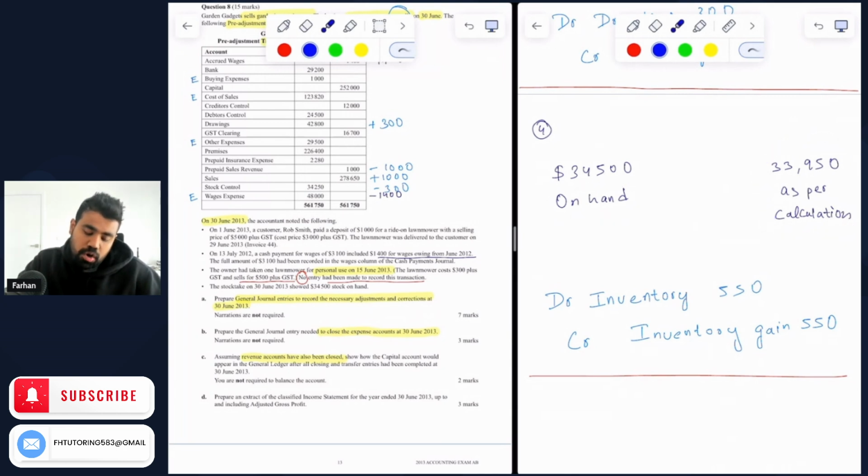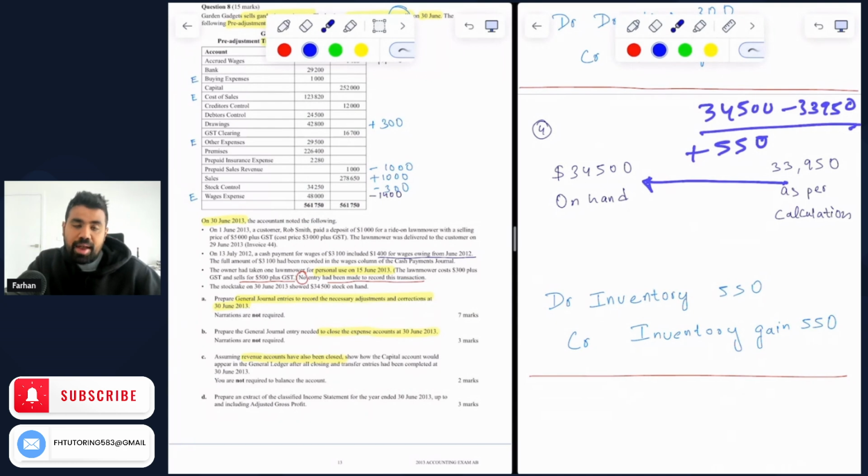So what we have to do is increase our inventory value by the difference of 34,500 and 33,950, which is 550, which we have to add to our inventory value. And if we are adding this to our inventory value, this simply means our assets are going up. Therefore, if assets go up, we debit it, and we debit inventory by 550. At the same time, this is a gain. Any gain is always credited. Any profit on disposal, any gain, any revenue, they're always credited.